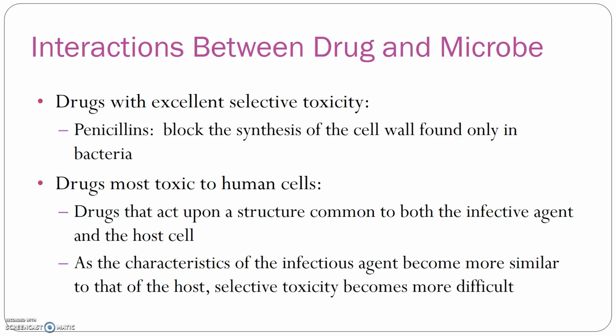Some of the drugs out there are toxic to human cells. That is because drugs that act upon a structure that's found in both the infective agent and the host cell are targeted with this toxic drug. So not only is it going to be hurtful to the bacterial cells, it's also going to hurt the human cells. As the characteristics of the infectious agent become more similar to that of the host, such as in helminths, which are multicellular and eukaryotic, the selective toxicity that one would ideally have becomes more difficult as the characteristics of that parasite become more like the host it's infecting.